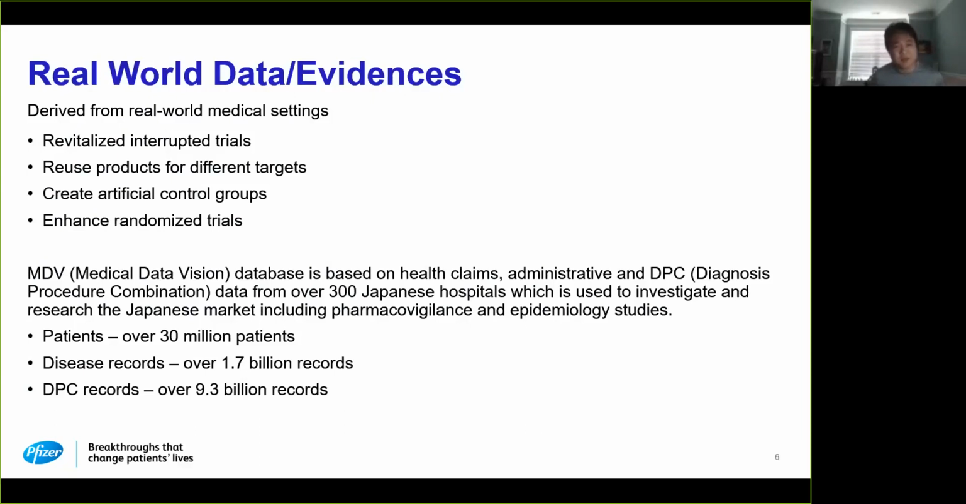It covers over 30 million patients and 1.7 billion records of disease, and 9.3 billion records of DPC, the diagnosis procedure combination data. So it's big data. Obviously, we couldn't use all the data to do this, but we had to use a subset, and a very small subset, as you will see.